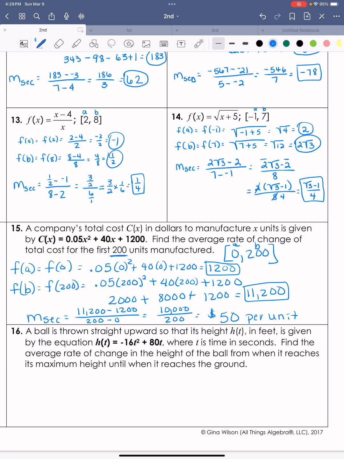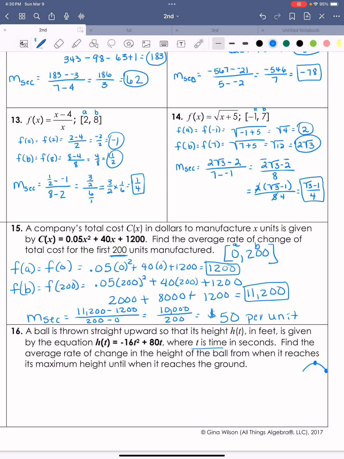Now for number 16, a ball is thrown straight upward so that its height, h(t), in feet, is given by the equation h(t) is equal to -16t squared plus 80t, and t is your time in seconds. So we want to find the average rate of change in the height of the ball from when it reaches its maximum height until when it reaches the ground. So what we have here is a situation where the ball was thrown up and then the ball came down. We want to find the average rate of change between its apex and hitting the ground again.